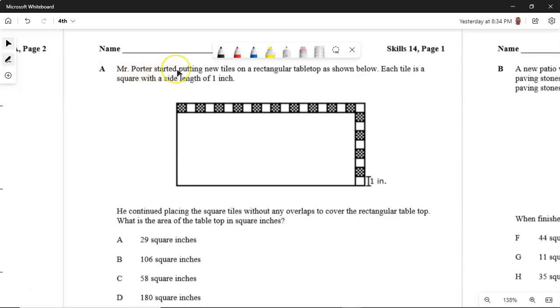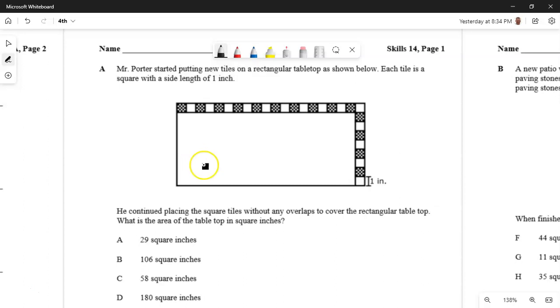It says, Mr. Potter started putting new tiles on a rectangular tabletop as shown below. Each tile is square with a side length of 1 inch. He continued to place these square tiles without any overlapping to cover the rectangular tabletop. Okay, what is the area of the tabletop in square inches? Okay, so we're going to look at that question.